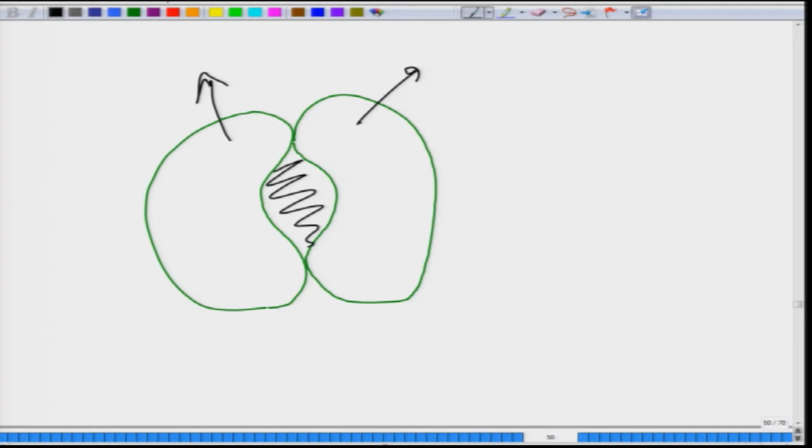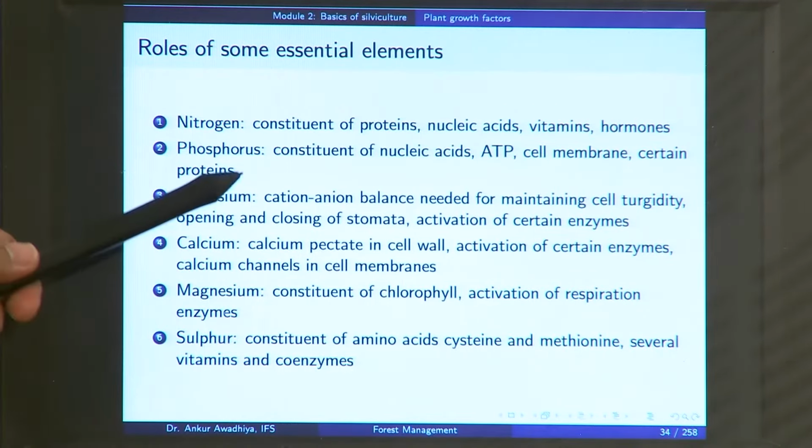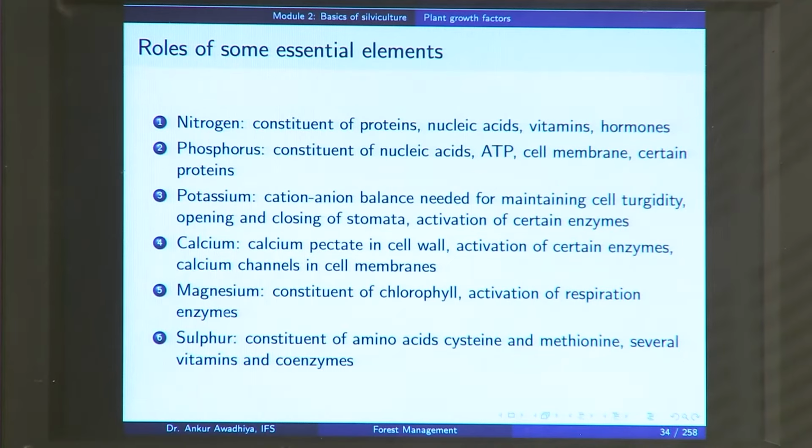So, when these cells become turgid, the hole becomes larger. When the cells become flaccid, the hole reduces in size. And this mechanism of opening or closing of the holes is determined by the cation anion balance that is there in the cells. If you have more salts inside the cell, through the process of osmosis, more water will reach inside and the cell will become turgid. If you have less salt, if the cell is able to throw the salts outside, water will also go out through osmosis and the cell will become flaccid.